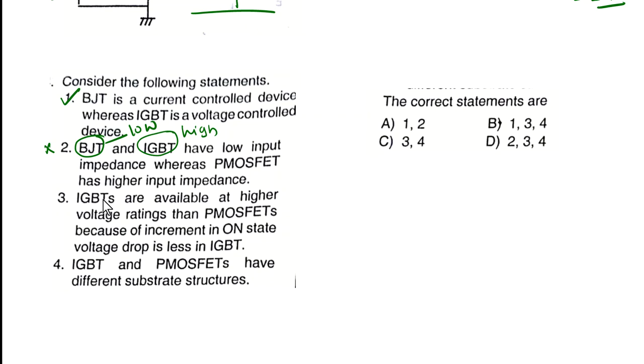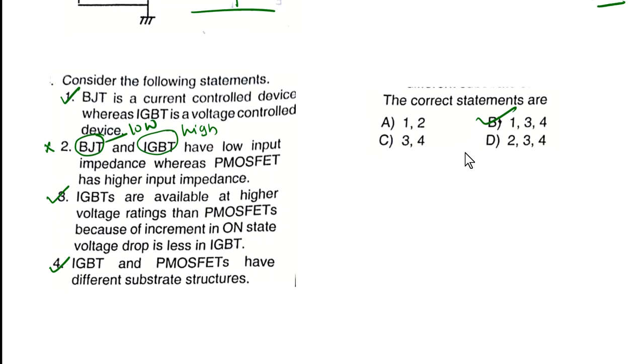Next one, IGBTs are available at higher voltage ratings than the power MOSFETs because the increment in the on-state voltage drop is less in IGBT. So this statement is correct here. And IGBTs and power MOSFETs have different substrate levels. That means they have P plus, N minus, different substrate levels are there. So this one is also correct. So among all the options, the second option is wrong and options 1, 3, 4 are correct. So the correct answer for this question is B.